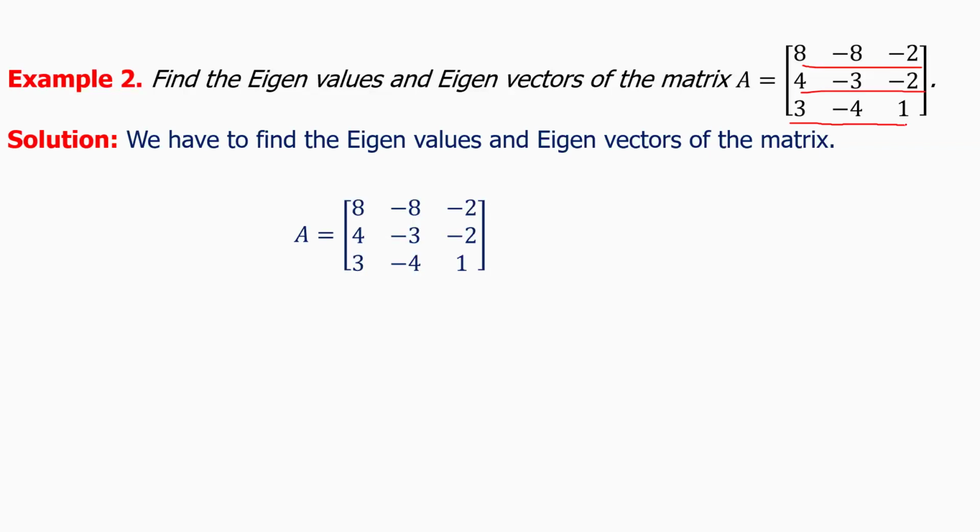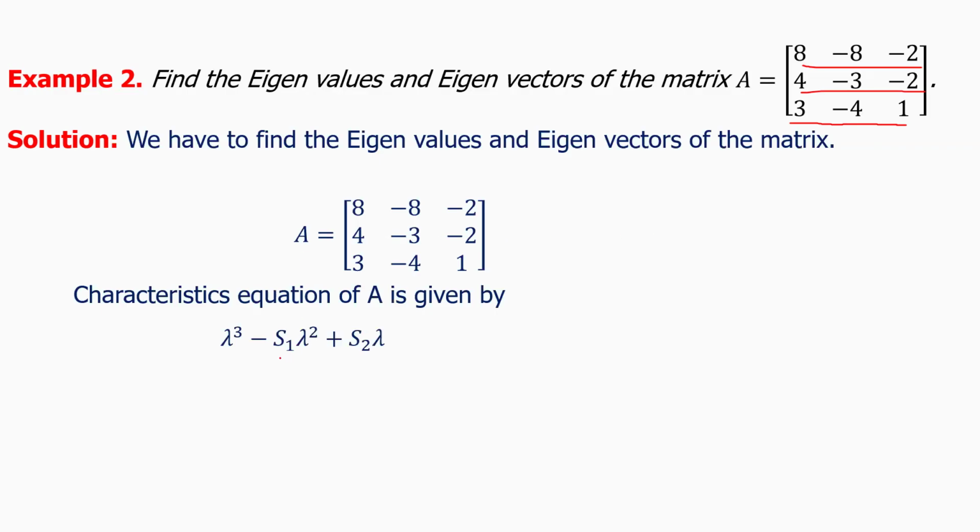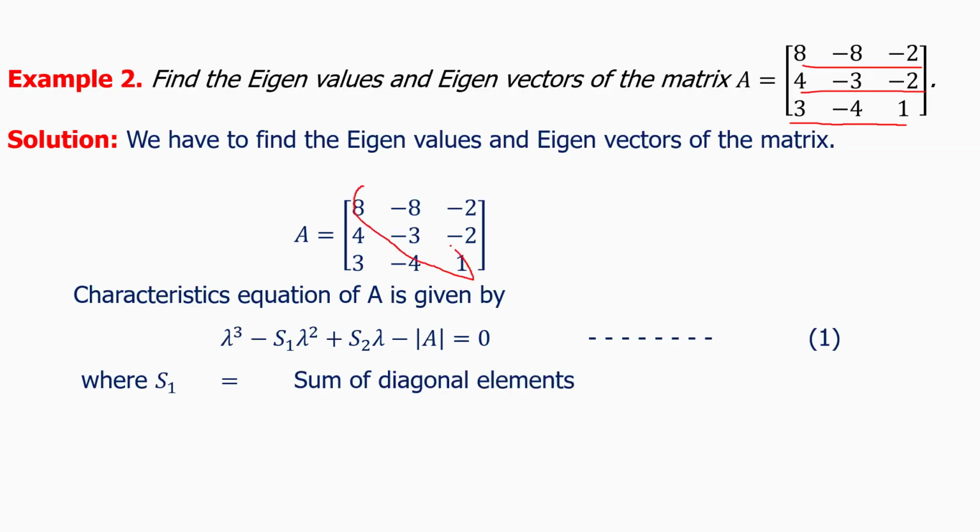Since the order of this matrix is 3, the characteristic equation of A is given by lambda cube minus S1 lambda square plus S2 lambda minus determinant of A equal to 0. What is S1? S1 is nothing but the sum of diagonal elements of the given matrix, which is 8 plus minus 3 plus 1. 8 minus 3 is 5, 5 plus 1 is 6. So S1 is equal to 6.